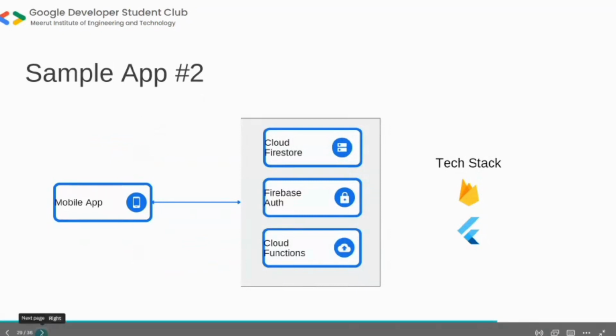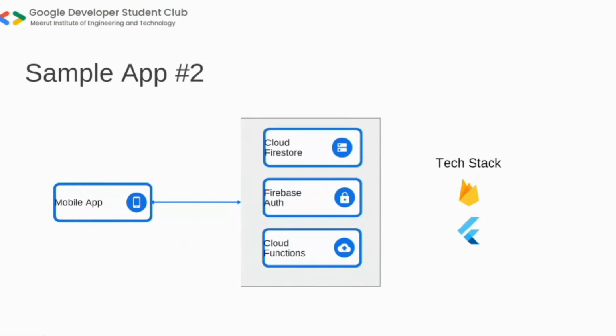Sample app example. Suppose you are building a mobile app, you can use tech stacks from Google like Firebase and Flutter. Now let us discuss each tech stack, what will they function. So suppose you are using Cloud Firestore for database. It will let you easily store, sync, and query data for your mobile or web app.